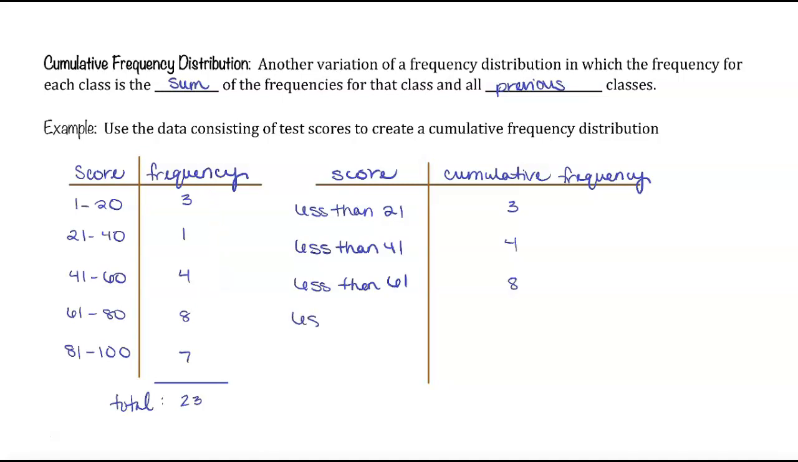Next, we want all scores that are less than 81, which will include all of the first 4 classes, for a sum total of 16. And finally, to include all 5 classes, we will write less than 101. And adding up all 5 classes from our frequency distribution, we have a sum total of 23. Notice that our last cumulative frequency is the sum total of the frequencies. If it's not, then you likely made a mistake somewhere along the way.